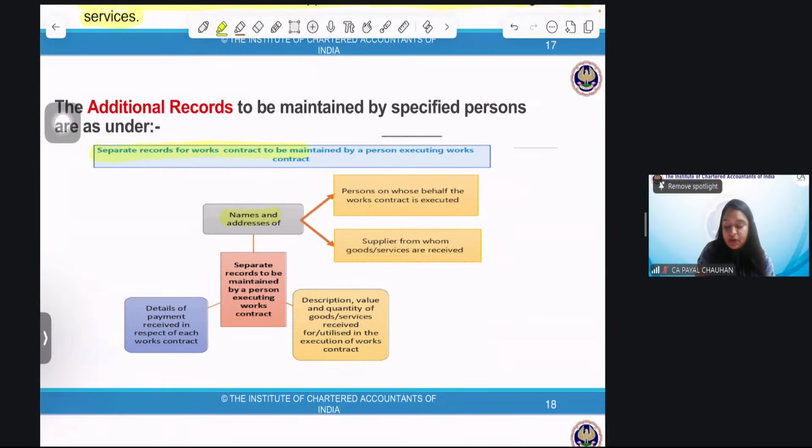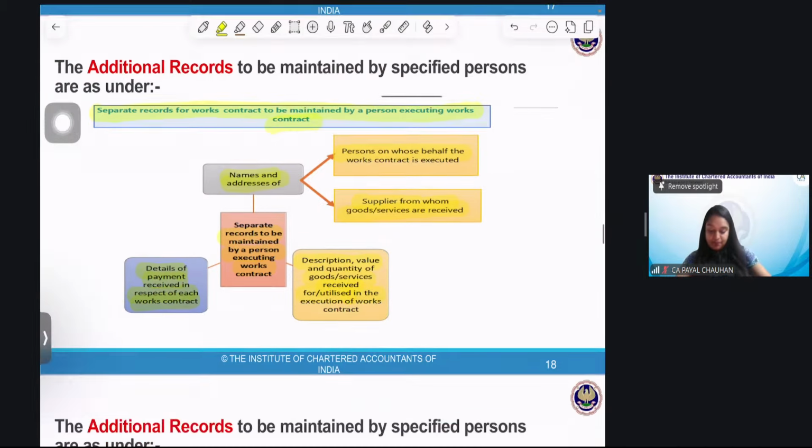Separate account for work contract to be maintained by a person executing work contract, but of course, name and address of the person on whose behalf the work contract is executed, and supplier from whom goods and service are received. That means this is the first and the last entry of the previous slide. Then a separate record to be maintained by the person executing work contract: detailed payment received in respect of each work contract, and description, value, quantity of goods or service received and utilized for the execution of work contract.